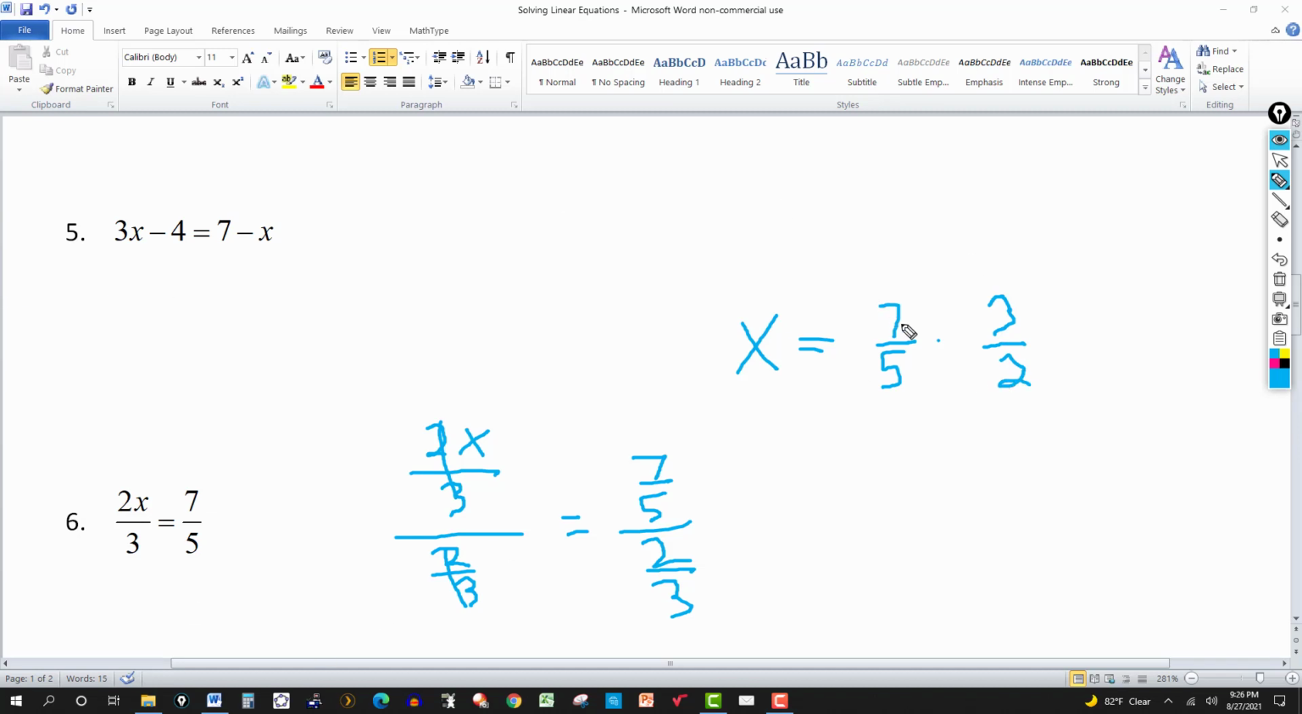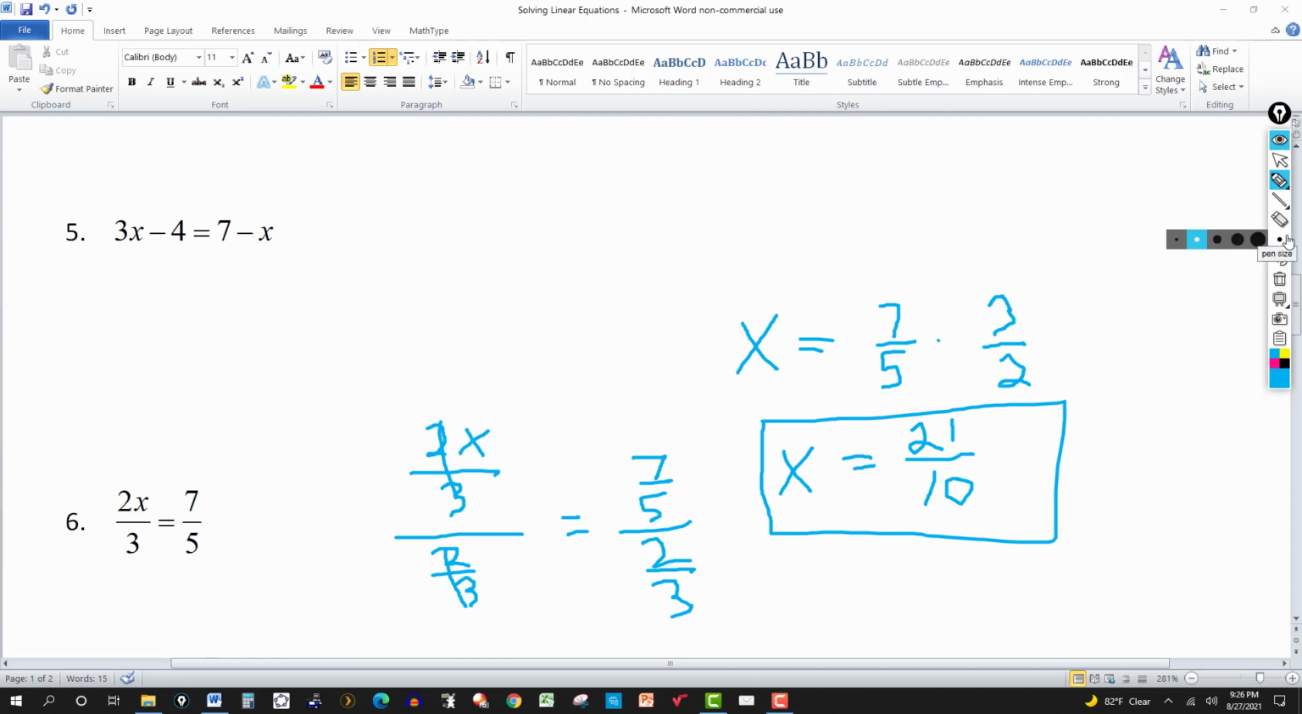And then multiply. When you're multiplying fractions, multiply the numerators and multiply the denominators. So 7 times 3 is 21, and 5 times 2 is 10. So x is equal to 21 over 2. And like I said, I am going to go through some other shortcuts that you can use to solve some of these problems. But here we're trying to go through all the steps.